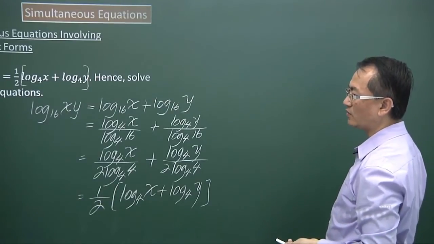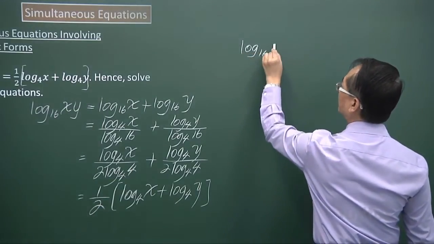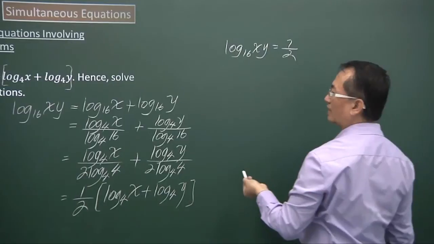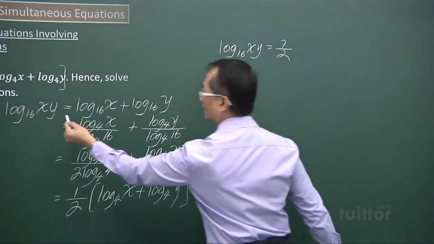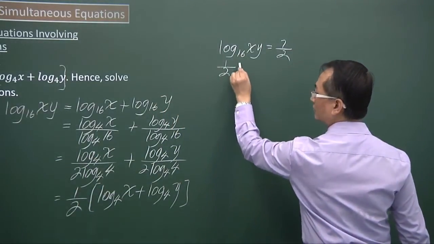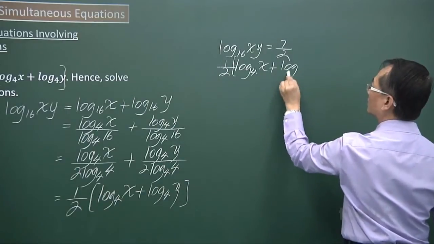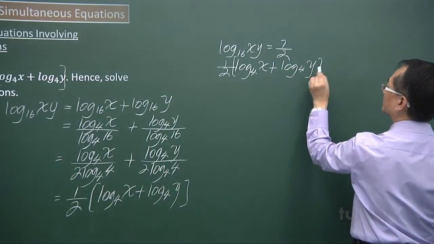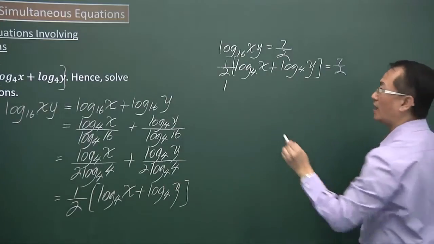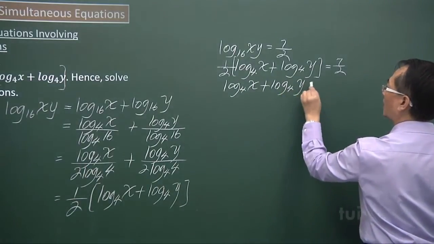Hence solve the simultaneous equations. So the first one is log base 16 of xy equals 7 on 2. So if you look carefully, that is the left-hand side expression. I can actually change it to half of log base 4 of x plus log base 4 of y equals 7 on 2. So both sides multiply by 2, I will have log base 4 of x plus log base 4 of y equals 7.